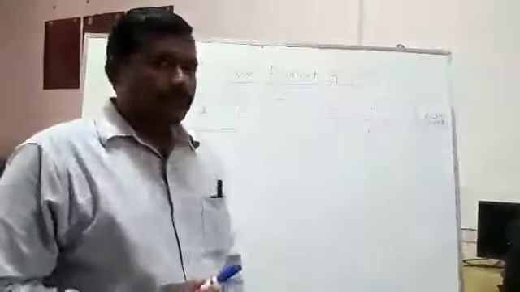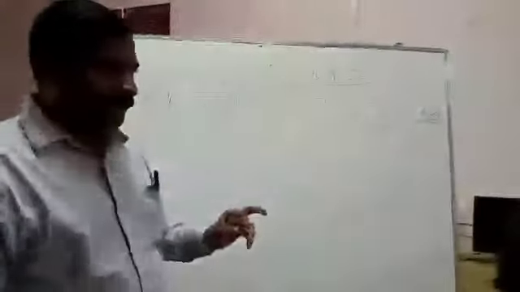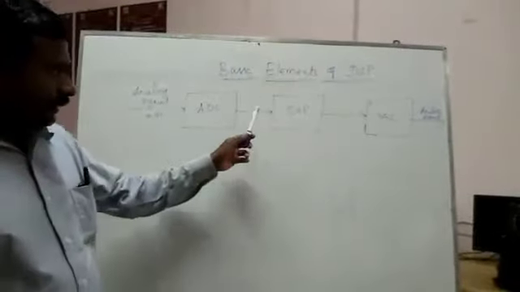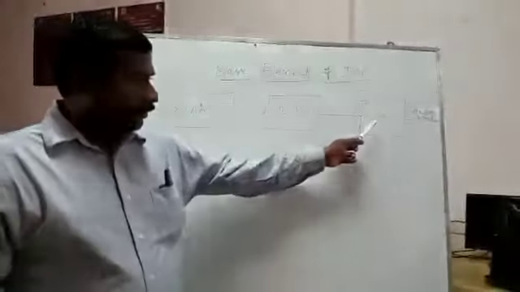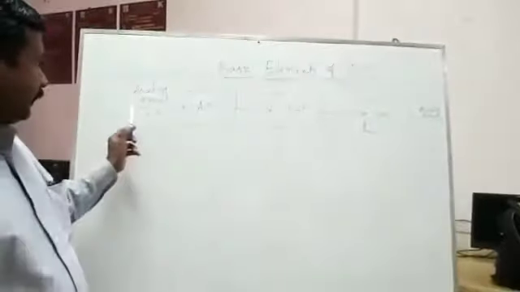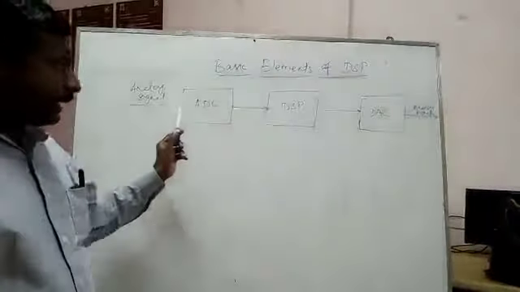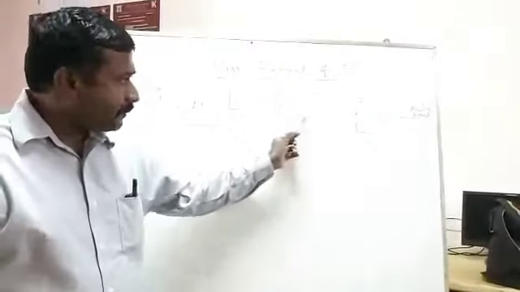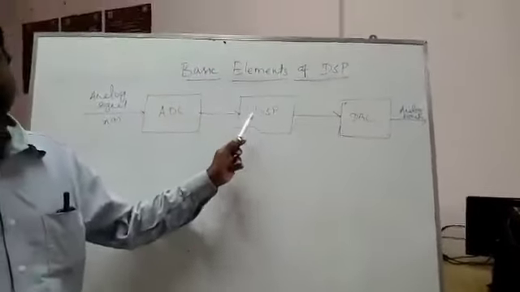Dear students, now we are going to see the basic elements of digital signal processing system. Mainly there are three elements in DSP: analog to digital converter, digital signal processor, and digital to analog converter. The analog signal cannot be directly fed to the digital signal processor, as the DSP is a digital device. It can access only digital signal and it will process only digital signal.